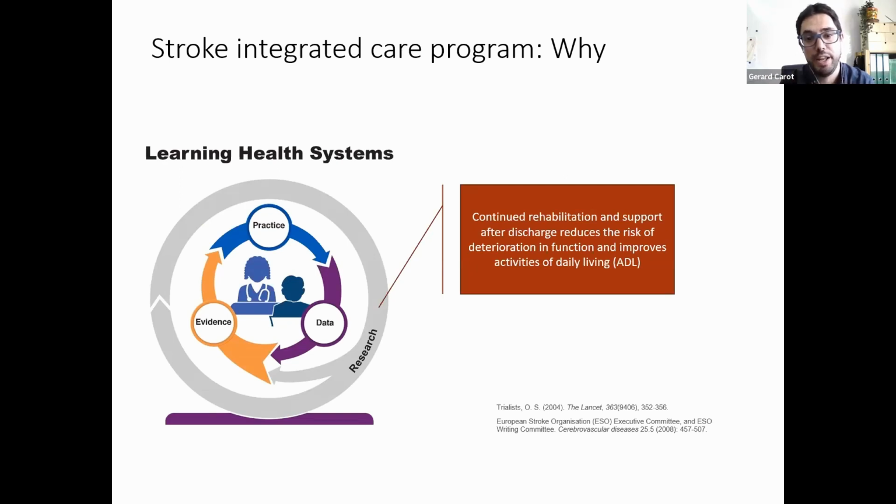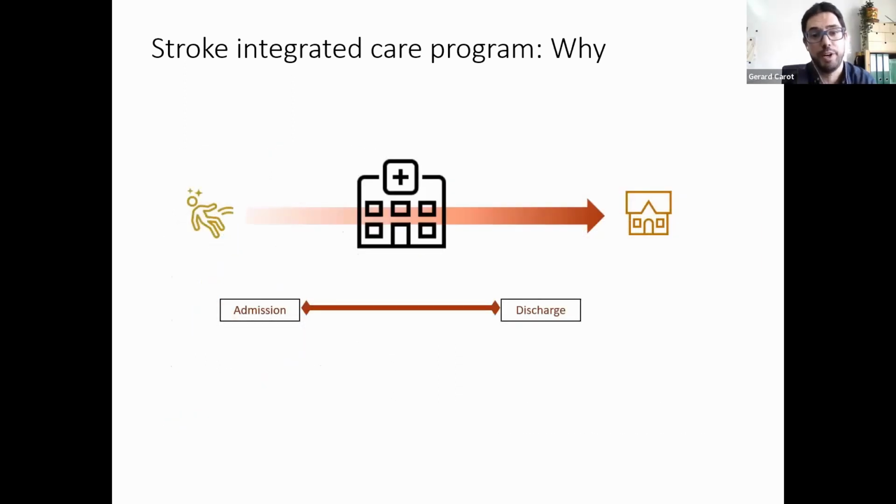So we knew from the evidence that patients who experience a stroke event and are hospitalized can very much benefit from continued rehabilitation and support after discharge. And this makes a difference in the health outcomes and the amount of activities of daily living that these patients recover. We can see what was the usual care pathway of patients with strokes.